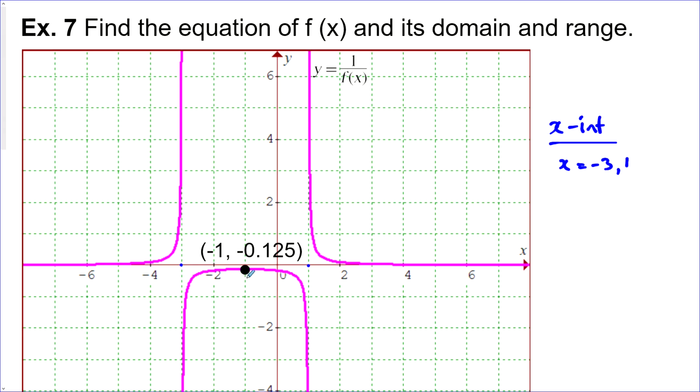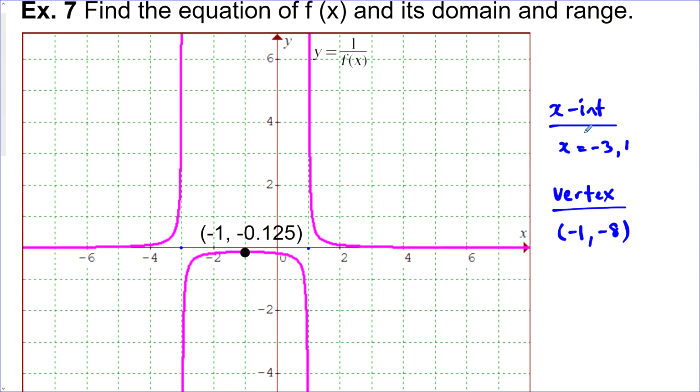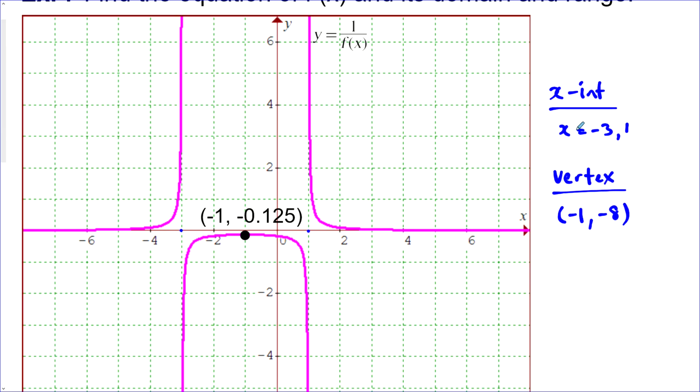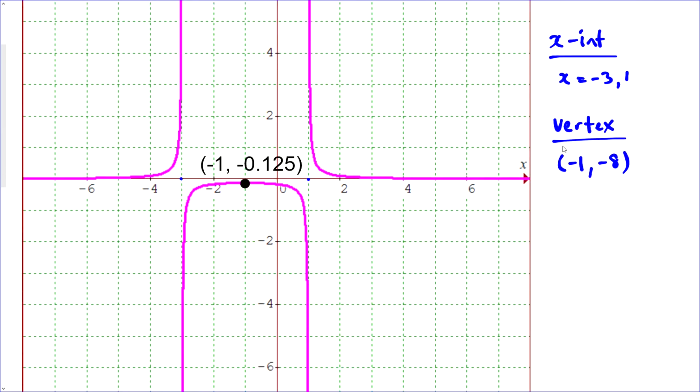The other thing we can tell right away is the vertex. That'll be halfway in between, so 2 units over from the x-intercepts. That'll be the vertex. So the vertex of f of x would have been at -1, and the reciprocal of this is -8. Now we can make the function f of x using this information. We can do it in 2 different ways, using the x-intercepts, or we can use the vertex. And let's see how we might do that.